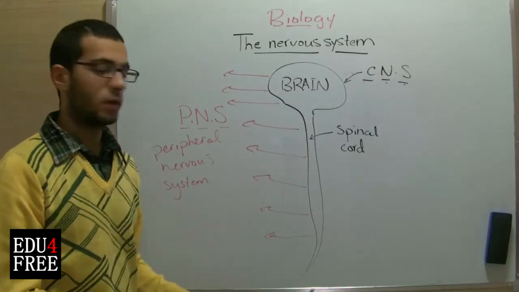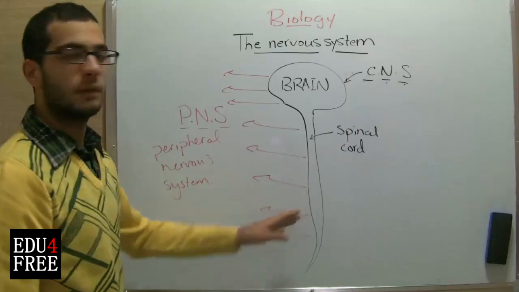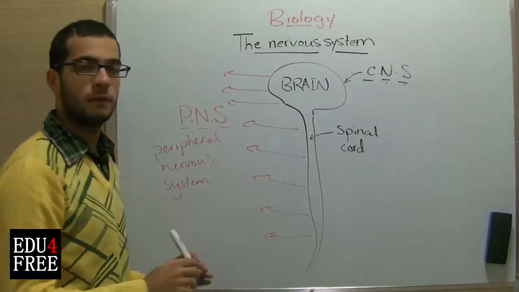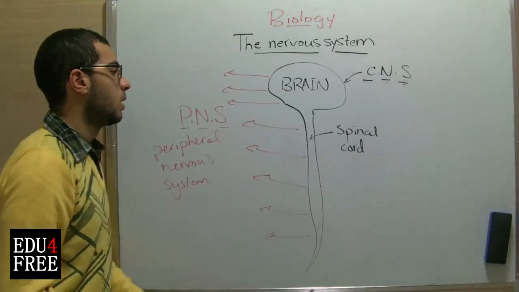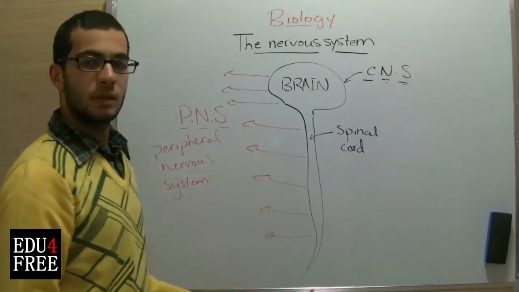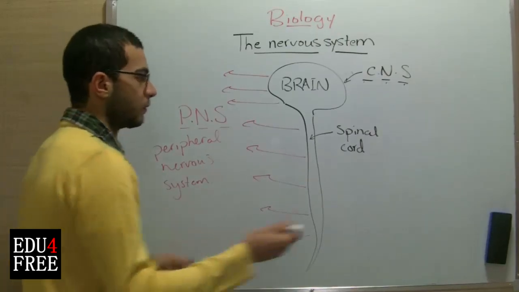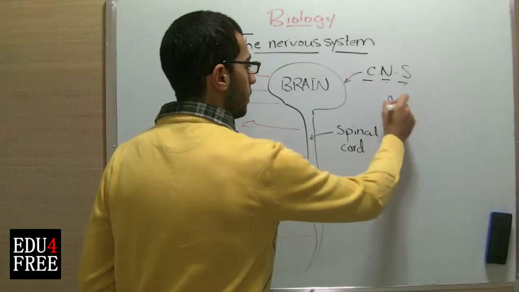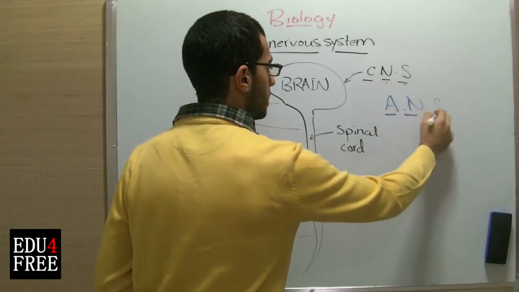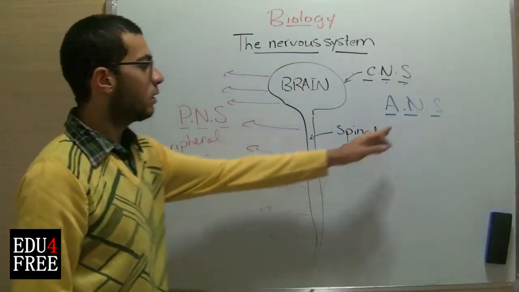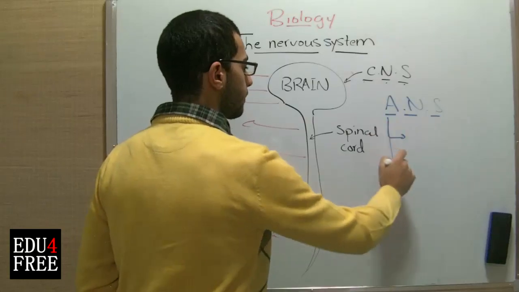And there are also some nerves which descend from the brain and the spinal cord, but these have a definite function of controlling the involuntary muscles and the glands inside the human body. So these nerves with the specific function are called the autonomic nervous system. And the autonomic nervous system is divided into 2 groups.